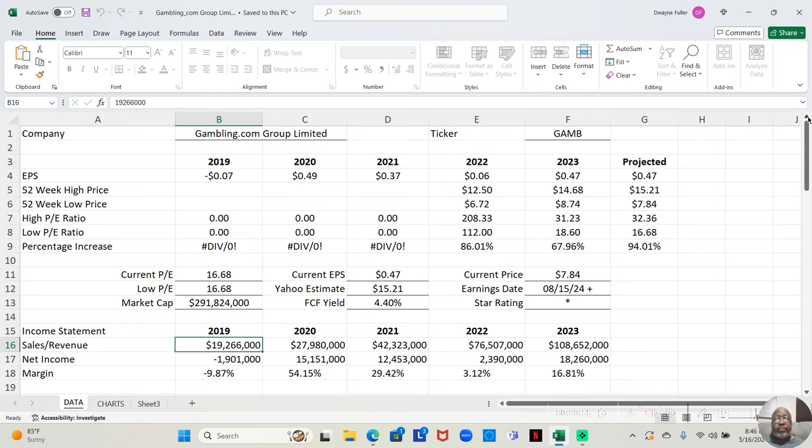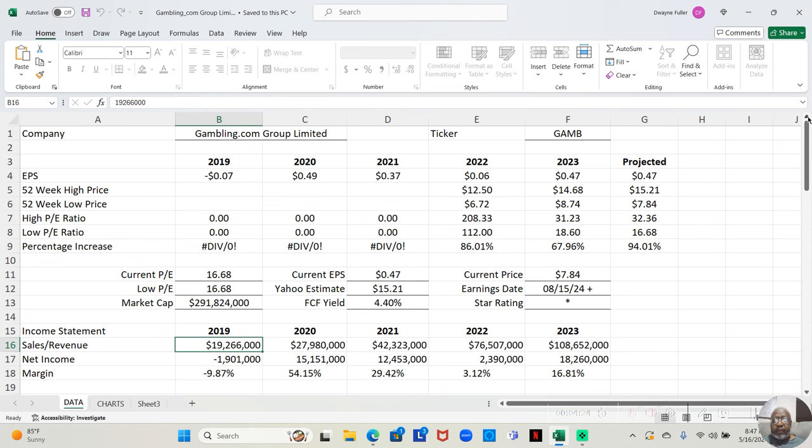In 2019, this company was negative 7 cents a share. But in 2020, they were 49 cents a share. In 2021, 37 cents a share. They dropped some. 2022, they were 6 cents a share, so they dramatically dropped.